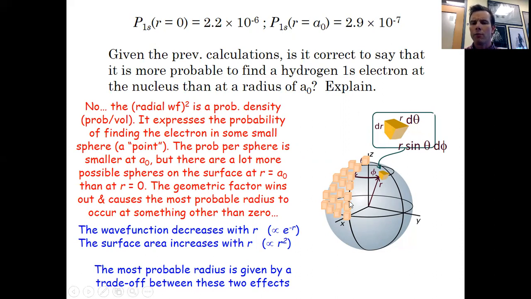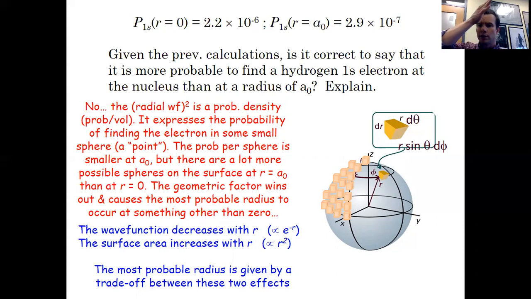But there are a lot more of those spheres on the surface at r equals a naught compared to r equals 0. I tried to represent that here. At r equals a naught, I can get a bunch of these infinitesimal volume elements right on that surface. It turns out that this geometric factor wins out and causes the most probable radius to occur at something other than 0.